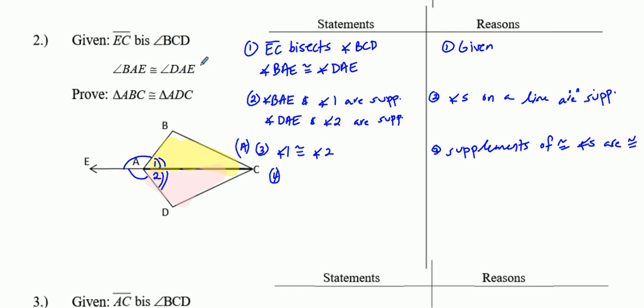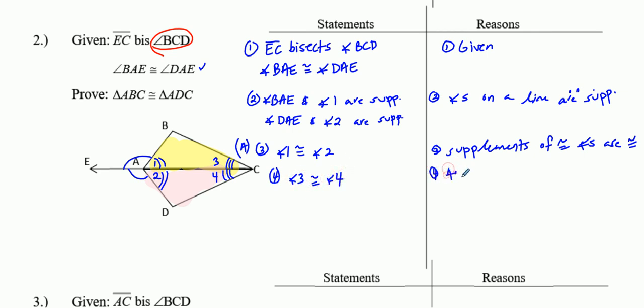Now we'll go back to the other piece of given information. EC bisects angle BCD. So remember, whenever we're given a bisector, it's whatever follows the word bisects that's divided into 2 equal parts. So in this example, BCD is this angle on the far right. So that means these 2 angles would be congruent, and I can number them with a 3 and a 4. So 3 and 4 would be congruent.